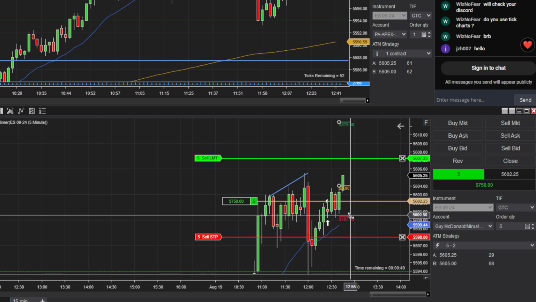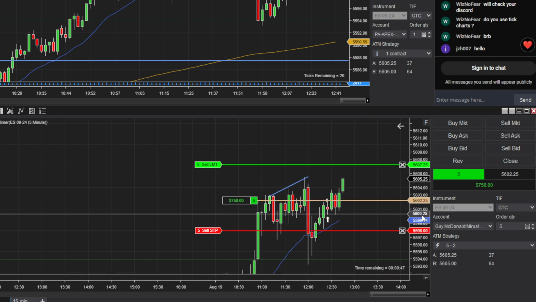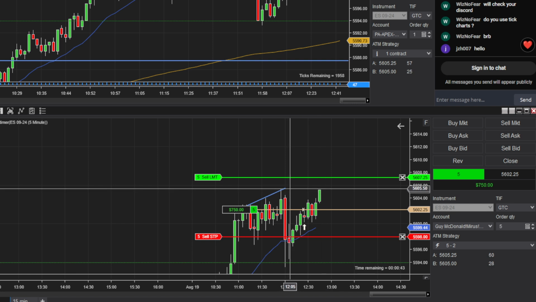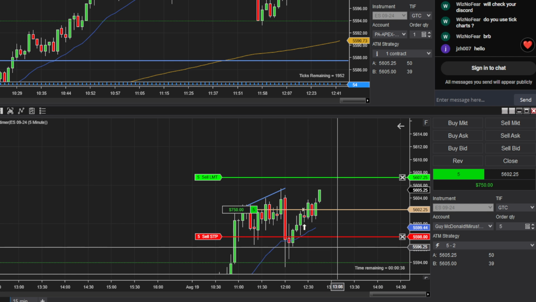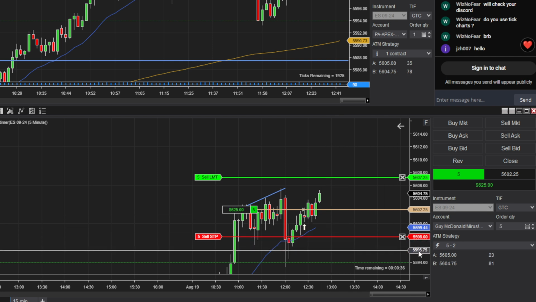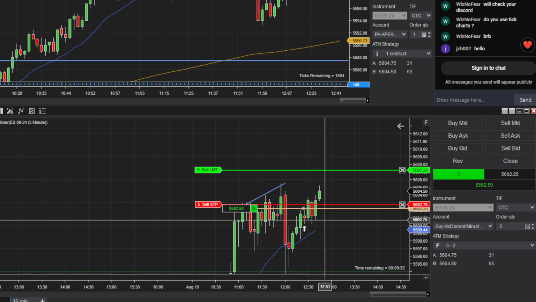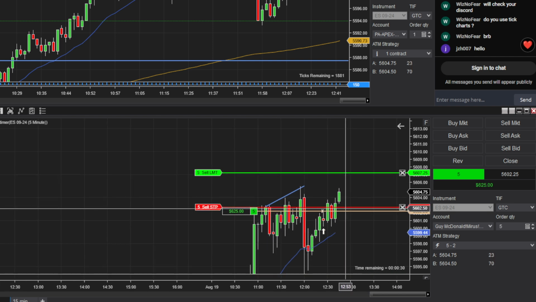So I'm going to go ahead and manage this trade a little bit. Now that we're getting up to this breakout point, what I don't want to happen is that this double tops here and then comes back down and takes us out way down here. So I'll go ahead and bring my stop up a little bit here.